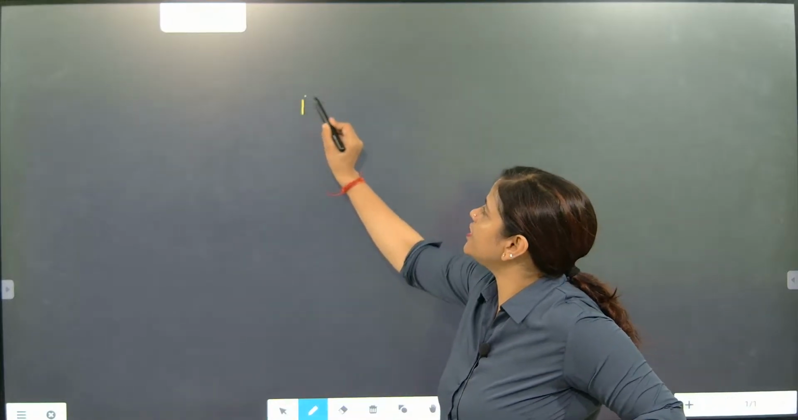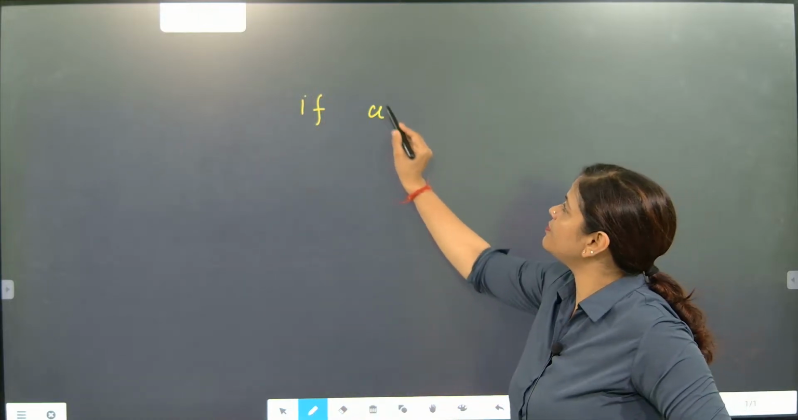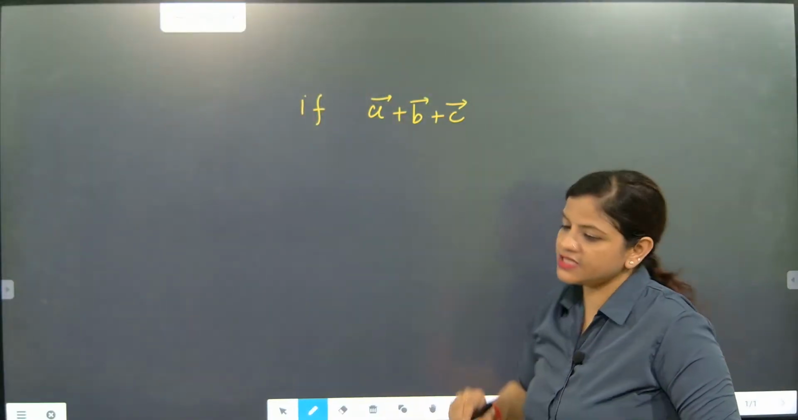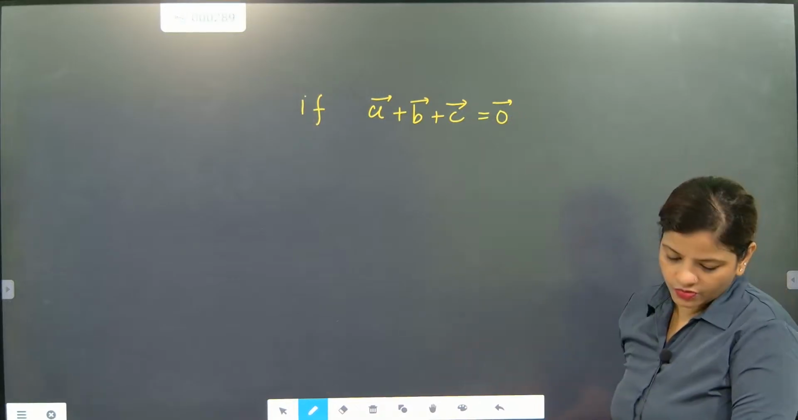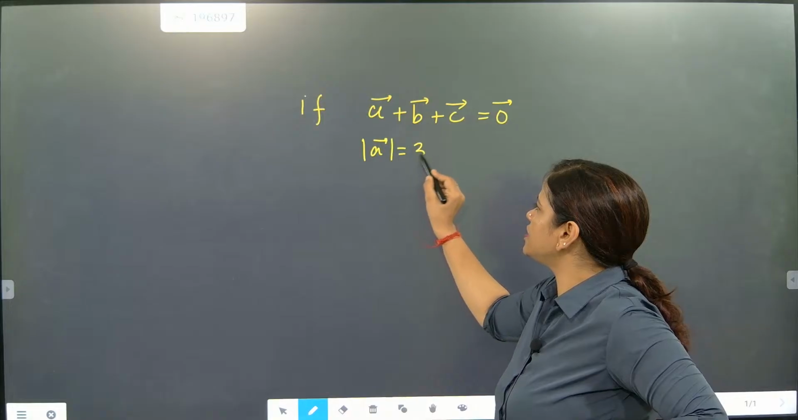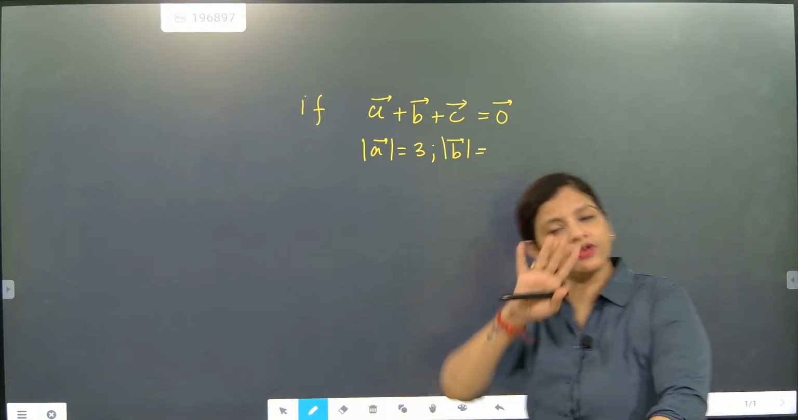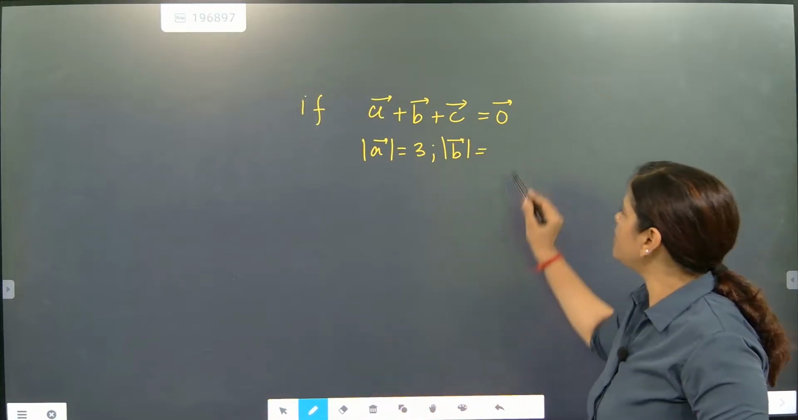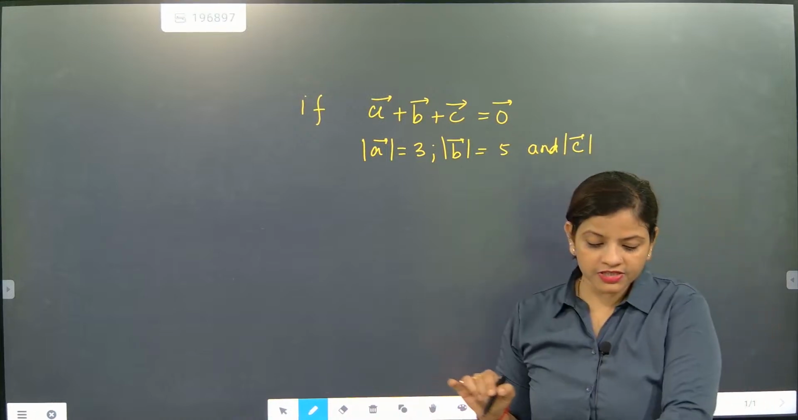So the question is: A vector plus B vector plus C vector equal to 0 vector. Now what they're telling is, magnitude of A vector is equal to 3, magnitude of B vector is equal to 5, and magnitude of C vector is equal to 7. The side fan, you switch on for yourself.